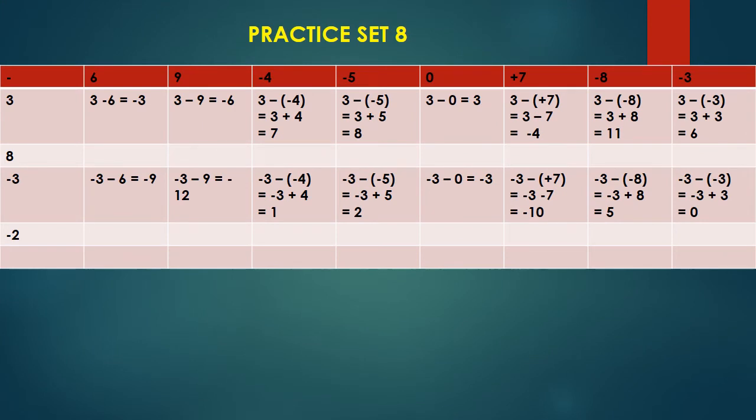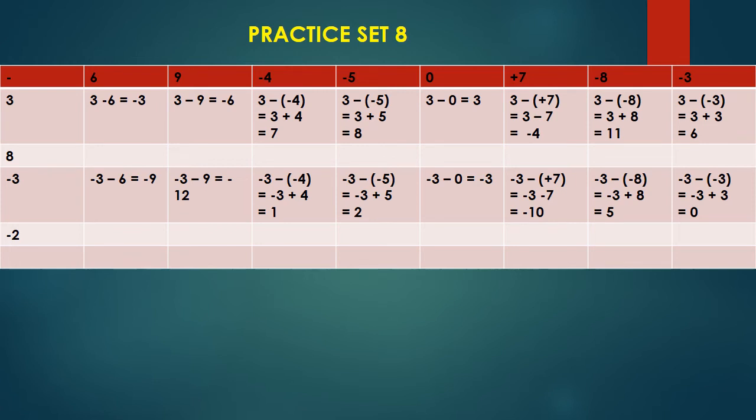So now let's solve practice set 8. See here, horizontal numbers are given and vertical numbers are also given. You have to subtract the vertical numbers from the horizontal number. You can see in the first example, 3 minus 6, the answer is minus 3. 3 minus 9, the answer will be minus 6. 3 minus minus 4 means 3 plus 4 is equal to 7.